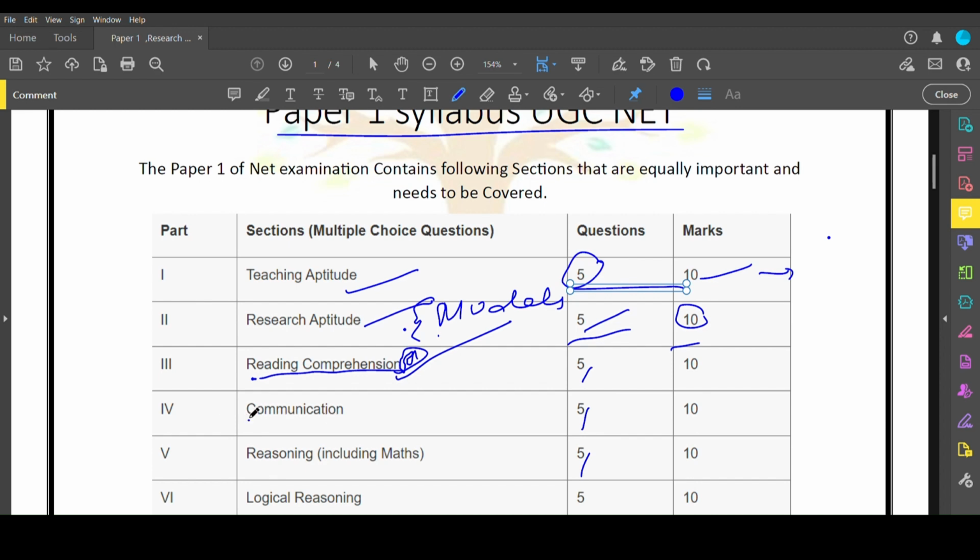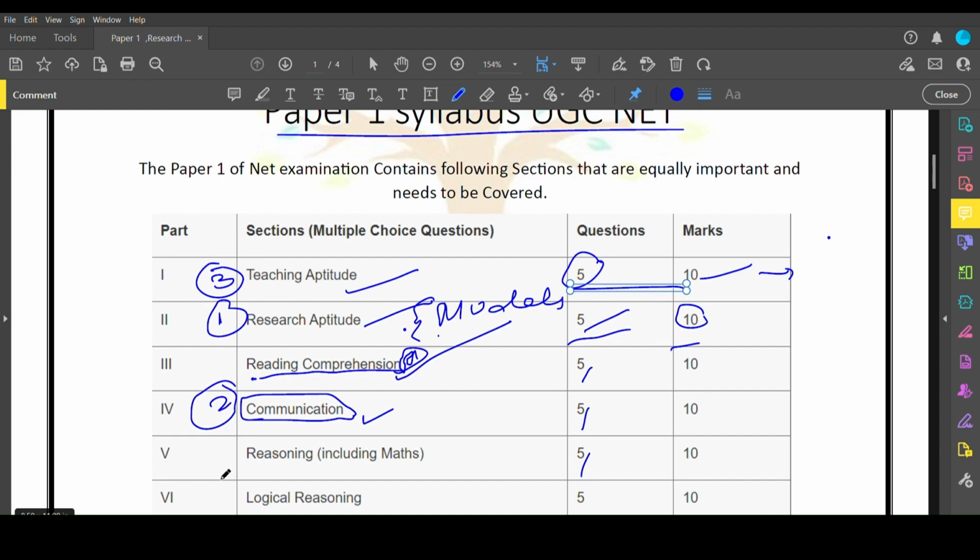The fourth one is communication. Communication is also an important section, but it's an easy one. After we are done with research aptitude, we will take up communication. So our chronology will be: first we will do this, then communication, then research aptitude.